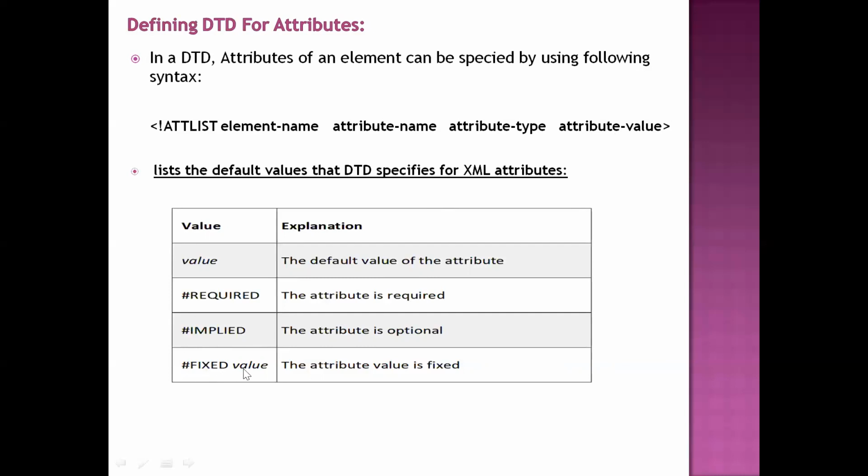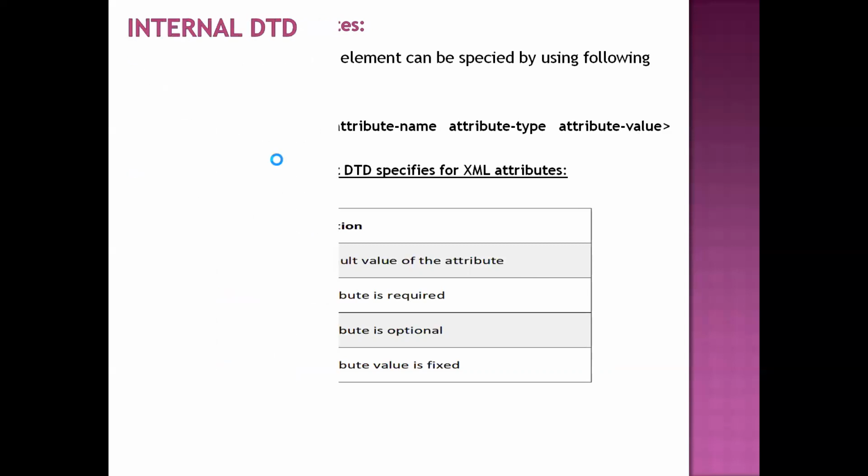And #FIXED. Suppose here you write #FIXED TEL, that indicates that you are fixing the language type as Telugu for this attribute. So we can specify whether that attribute value is fixed, or it is a compulsory attribute, or an optional attribute, or any default values also we can set. So this is the way to write the attributes in DTDs.